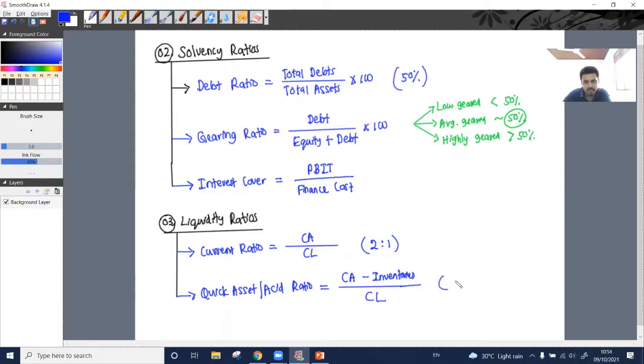What is the rule of thumb here? Fixed asset ratio need to be maintained at 1:1. That is the general idea.